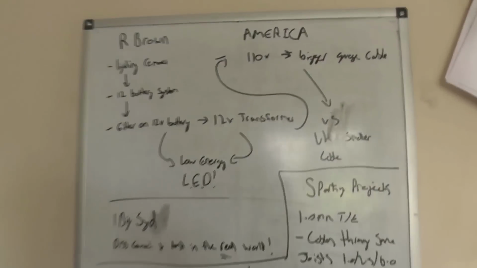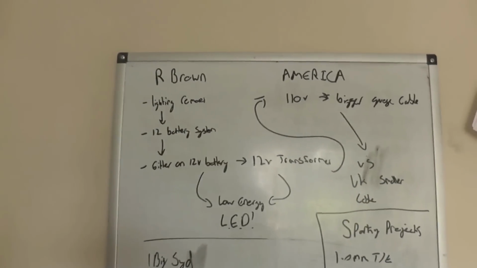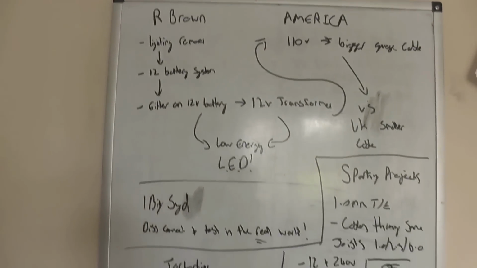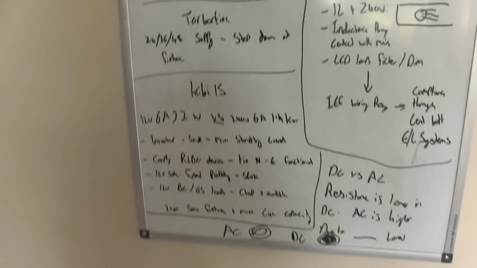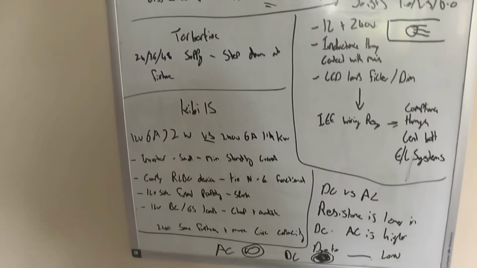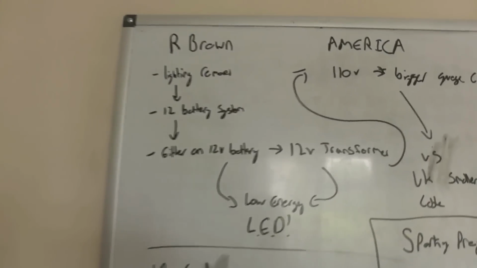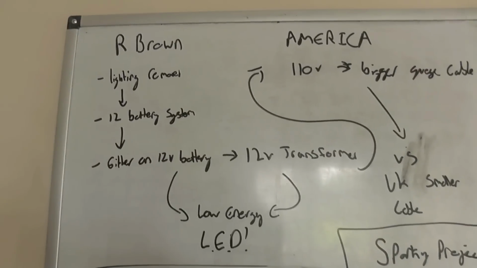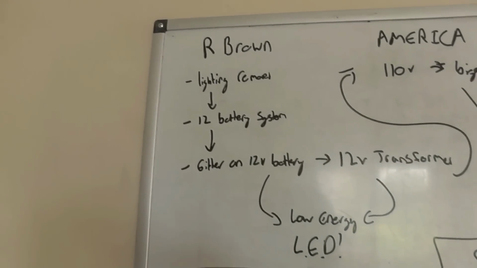Hello YouTube, I'm carrying on from the previous video where I discussed running your lighting on 12 volts rather than the mains 240, and ways that it's been done and ways that we could do it. Now, I've written down some key points on this board here and I'm going to go through them because I find this quite interesting. I'm going to start off with R. Brown, who was the first to comment on the video, and he's actually done this system quite well in America, and from the looks of it there are some things we can take from it.